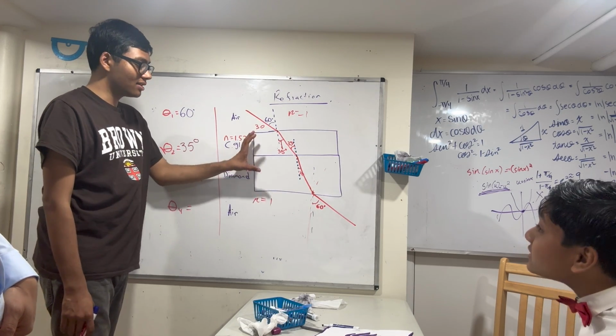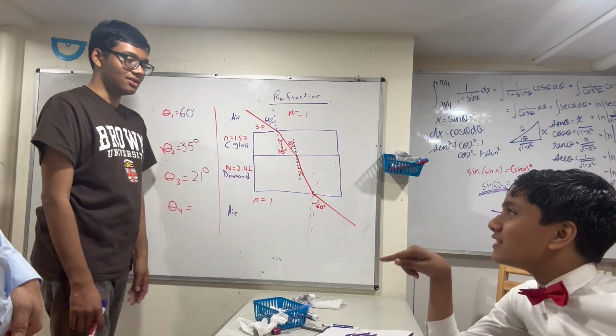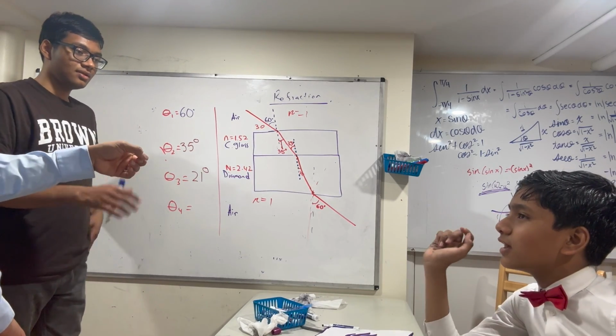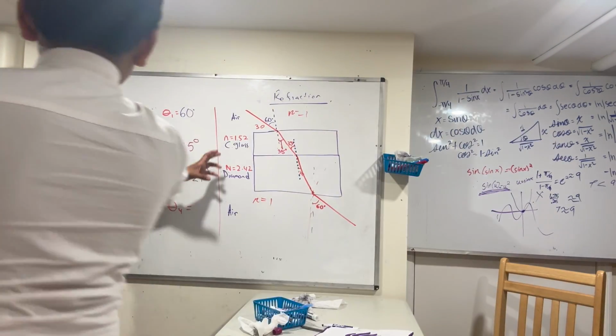N sine theta is constant. No. n1 sine theta 1 equals n2 sine theta 2. Do you understand why it is 60? Yes. Okay, good. So I have a good explanation. No, I have a better one.